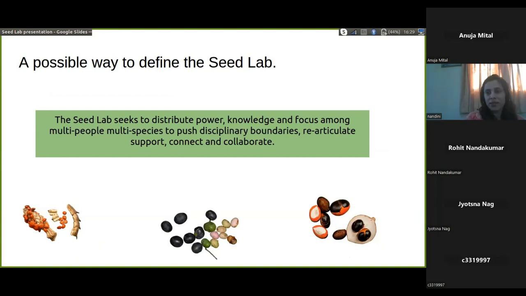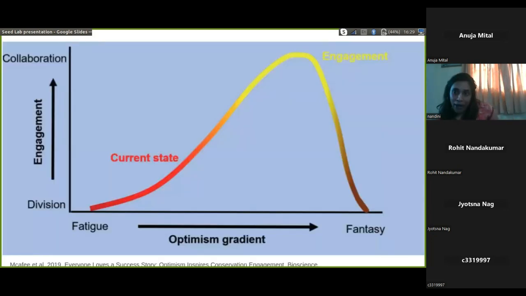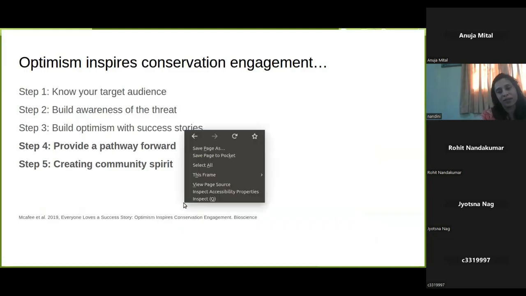So does this all lead, and can this all lead to a possible way to define the seed lab, where the seed lab, to borrow from Yuvan's writings on cooperative pedagogy, can seek to distribute power, knowledge, and focus among multiple people, multiple species, so that we're able to push our own disciplinary boundaries, re-articulate support across institutions, and connect and collaborate, right?